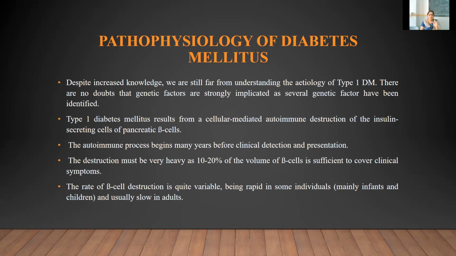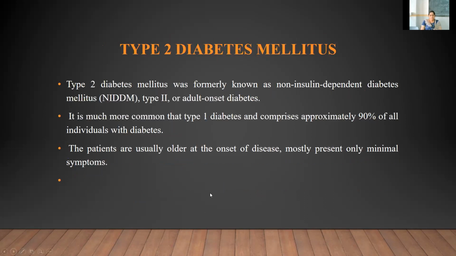So from patient to patient, how fast the beta cell is getting destroyed changes, being rapid in some individuals, mainly in infants and children, and usually slow in adults, because we know that type 1 diabetes is mainly seen in children. Type 2 diabetes mellitus is formerly known as non-insulin dependent diabetes mellitus or adult onset diabetes.